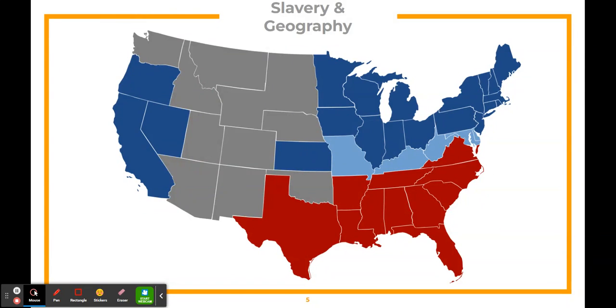And the regional differences also led to the splitting of Virginia into West Virginia and Virginia. So West Virginia became part of the Union and a border state. Virginia became part of the Confederacy and seceded.